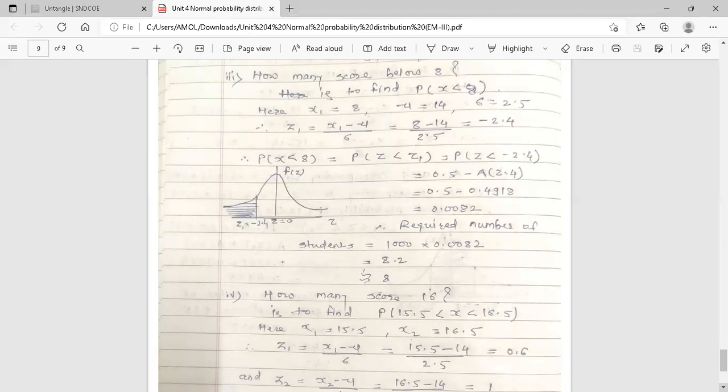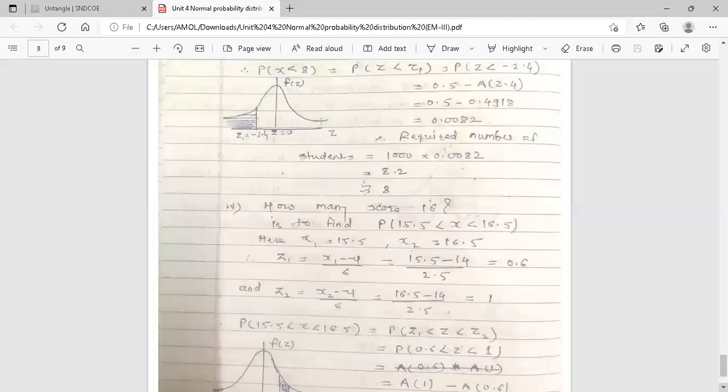Now the next sub question, the last sub question, is here. How many score exactly 16? That is to find the probability between 15.5 and 16.5, because the average of 15.5 and 16.5 is 16. So we are going to find the probability between 15.5 and 16.5.